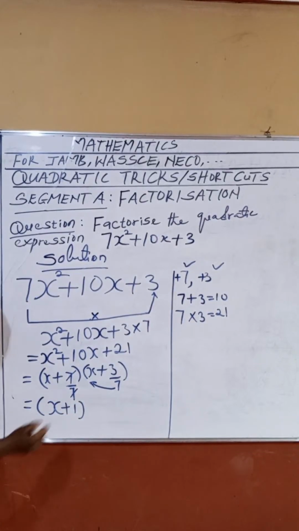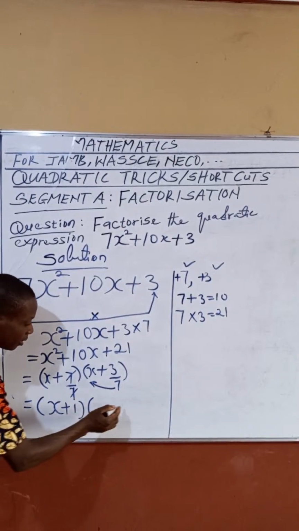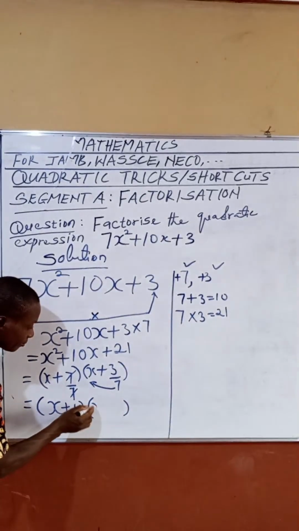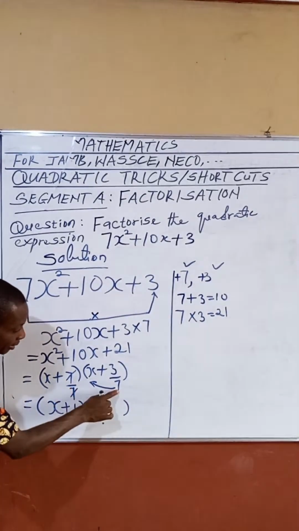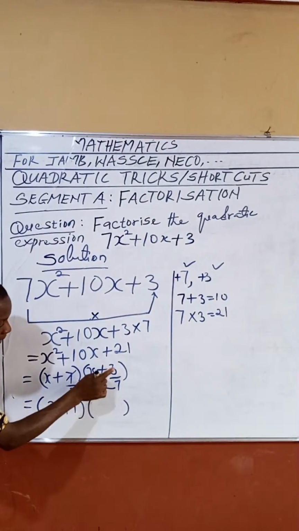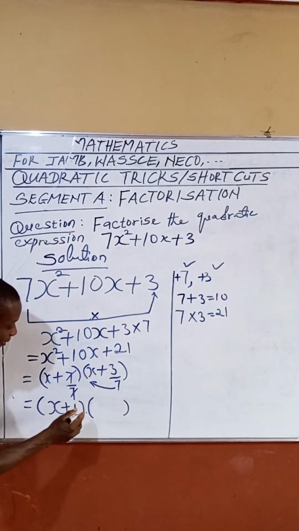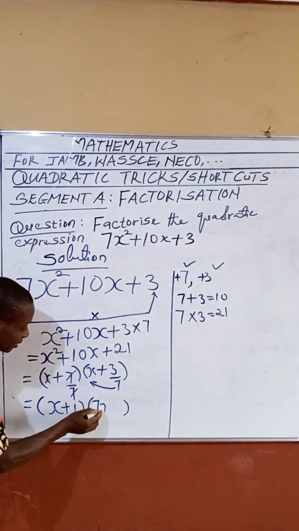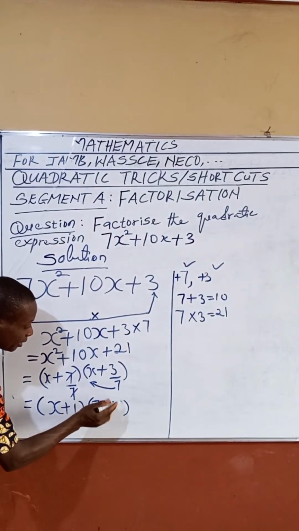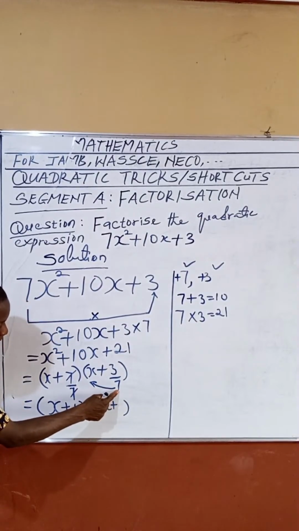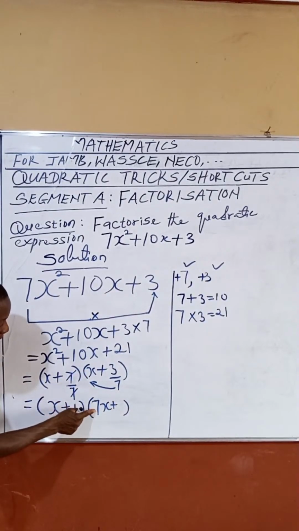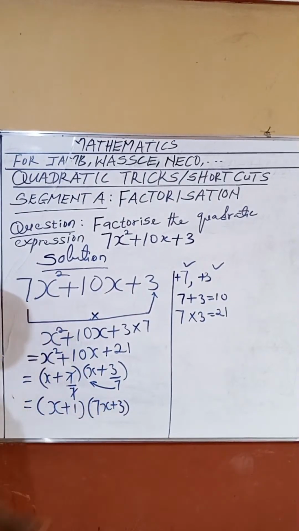Don't forget. Then in this case, we have x plus 7, which cannot divide 3, so 7 will be transferred to this place. We now have 7x, then plus, remember 7 is gone from here, it's now here, so we now have 3. This is the solution to this question.